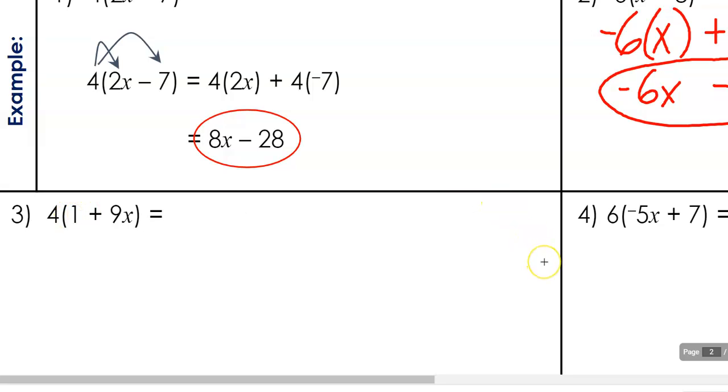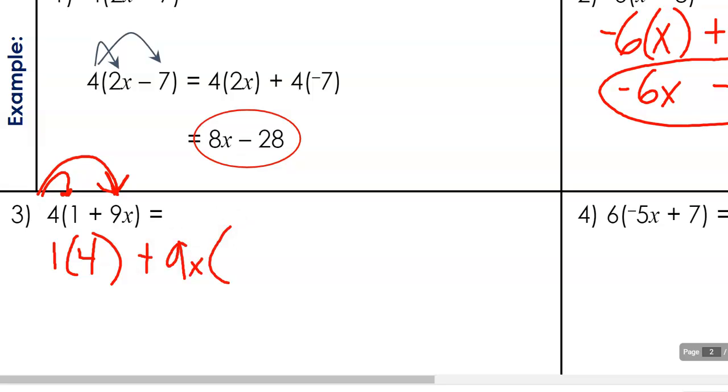So we're going to multiply the 4 times both terms in the parentheses, and I'm going to show that by using my arrows. I'm going to multiply the 1 in the parentheses times the 4. I'm also going to multiply the positive 9x times the 4. So when I multiply 1 times 4, that gives me 4. When I multiply 9x times 4, that gives me 36x.